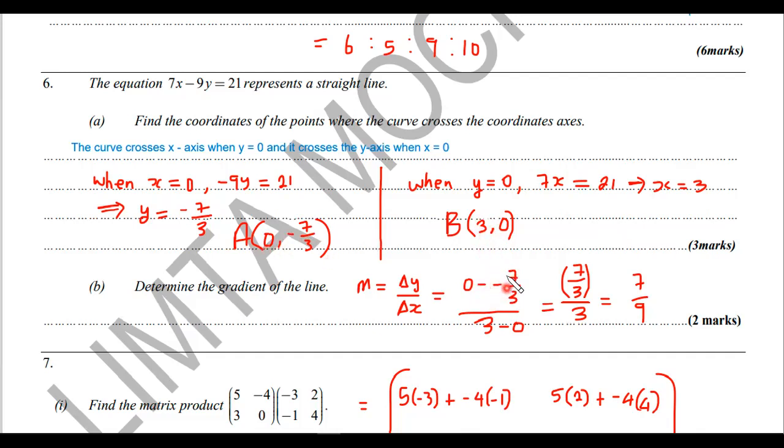Why do we have two minus signs here? It's because this coordinate here is minus 7 over 3. So 0 minus this minus 7 over 3 that is here. So when you simplify, this is going to give us 7 over 9. Many students, when they get to this point, 7 over 3 divided by 3, they'll say it is 7. Be very, very careful with this. So it's 7 over 9.